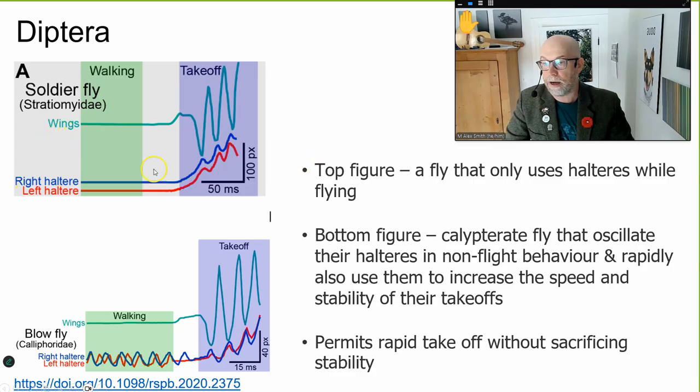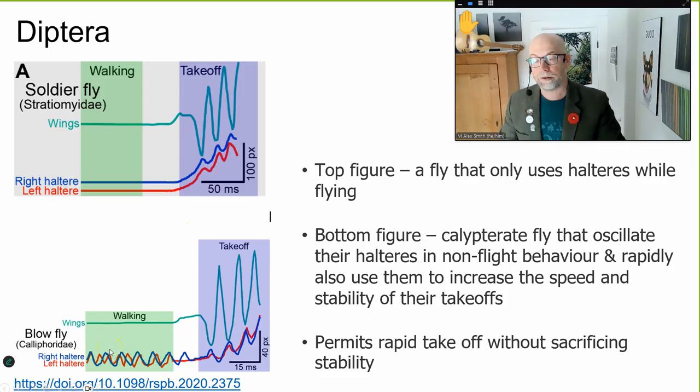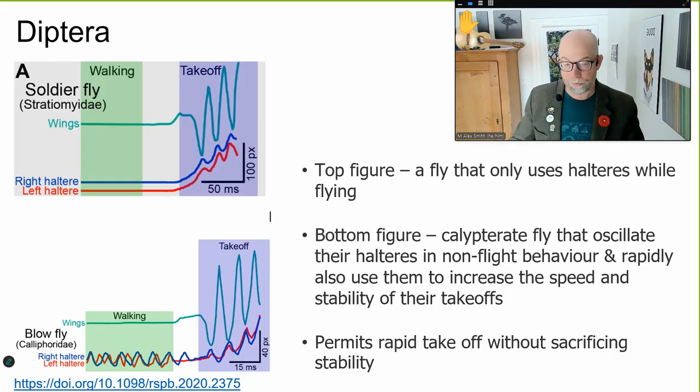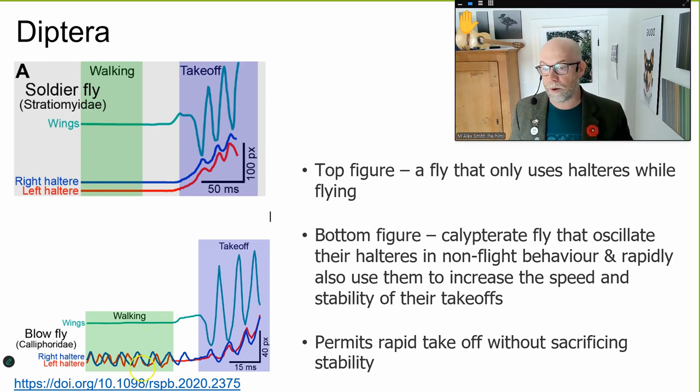And you can see their displacement over time. When they're walking, this is the non-calypterate: walk, walk, walk, walk, walk. And then as soon as they start to fly, there's a little bit of a lag, but then the halteres start to fire and synchronize with the larger wings, the forewings. In the bottom, you can see there's a back and forth that the left and right haltere are doing. So they're coordinated. They oscillate in non-flight, as the fly is walking. And then you can see a much more rapid synchronization when they take off.